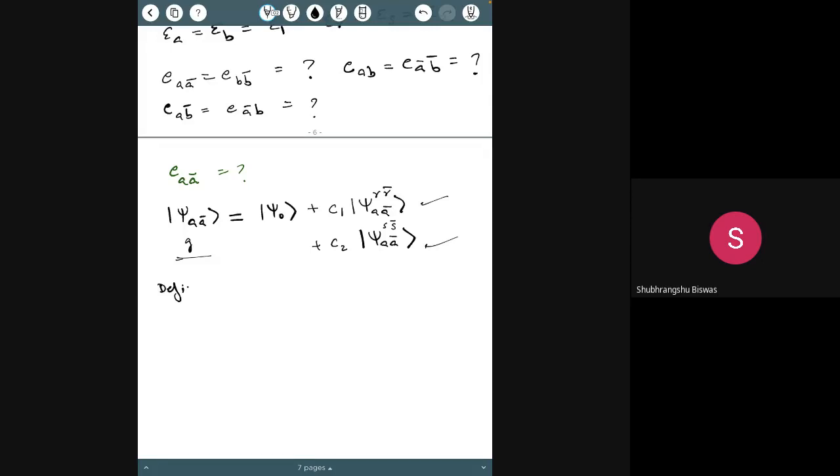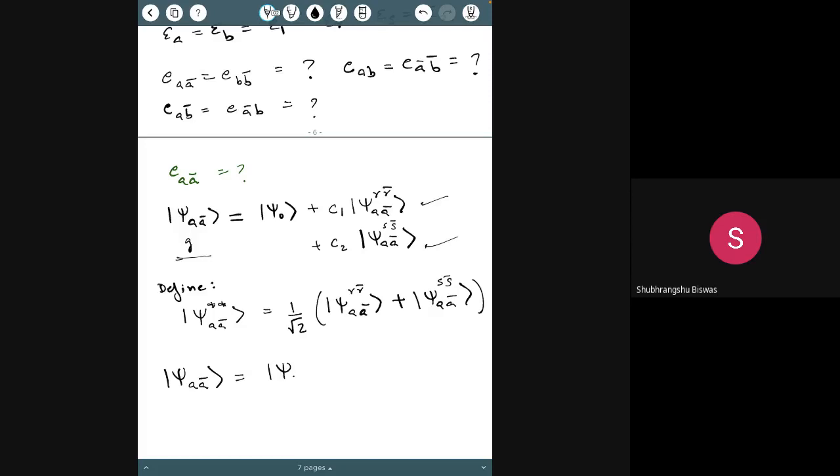So we define a new doubly excited determinant, which is psi_AĀ, and which we call star star. Star can be R or S, let's say. So 1 by root 2 times psi_AĀ^RR̄ plus psi_AĀ^SS̄. I'm doing this to reduce the number of variables that I need to evaluate. So my function now becomes this, and the matrix element of the Hamiltonian between this excited function and the ground state Hartree-Fock determinant is 1 by root 2 K12.